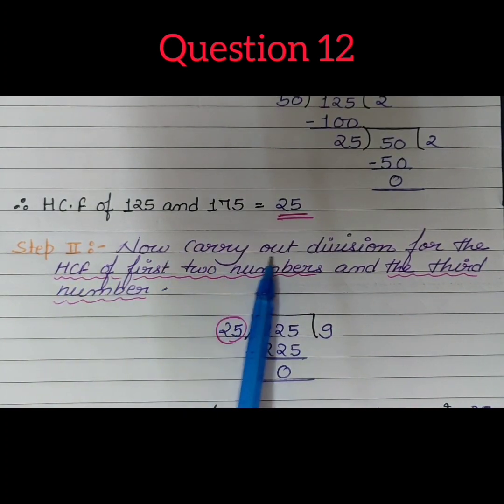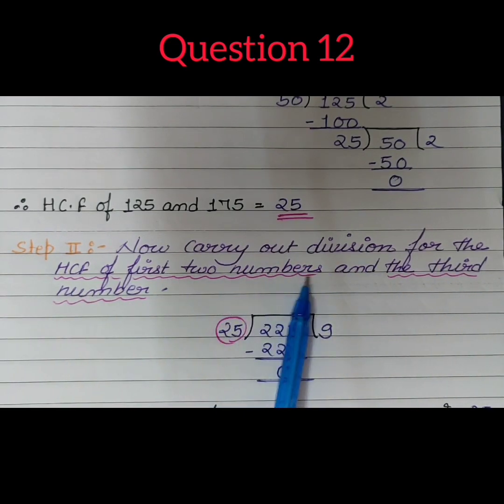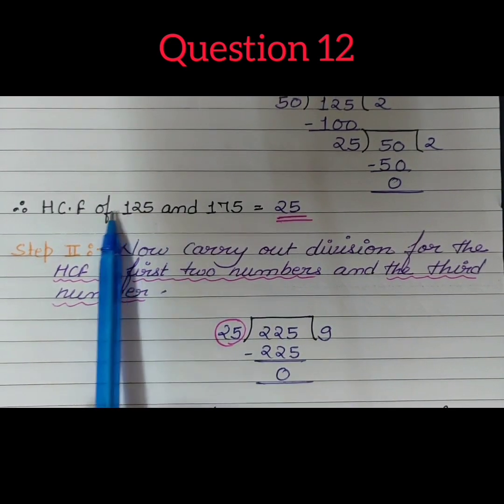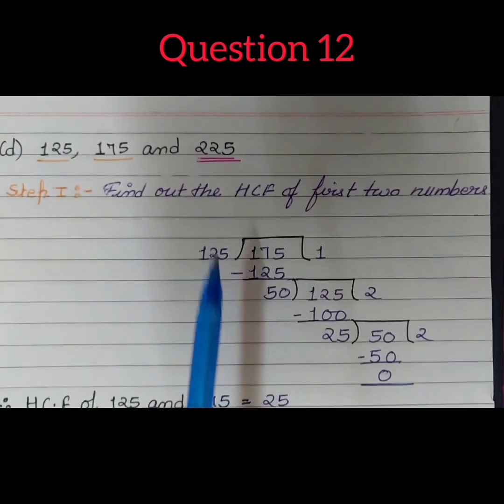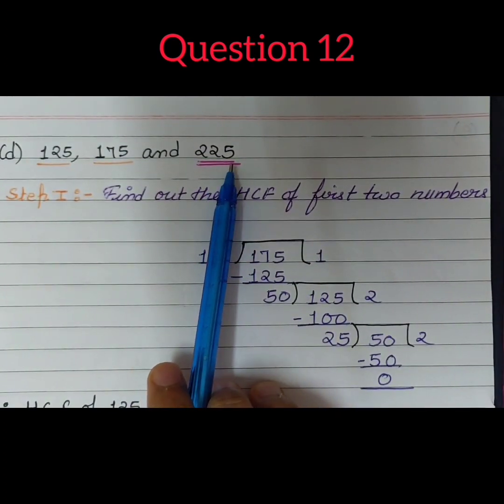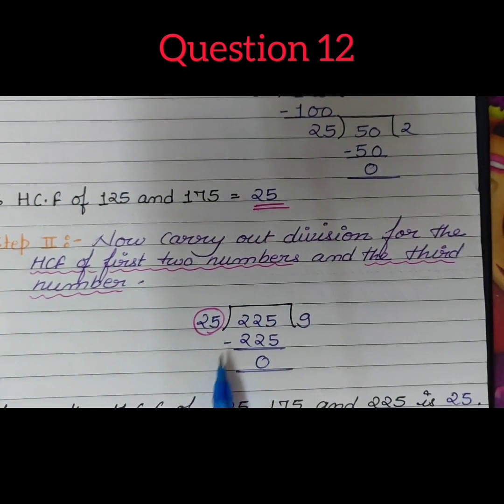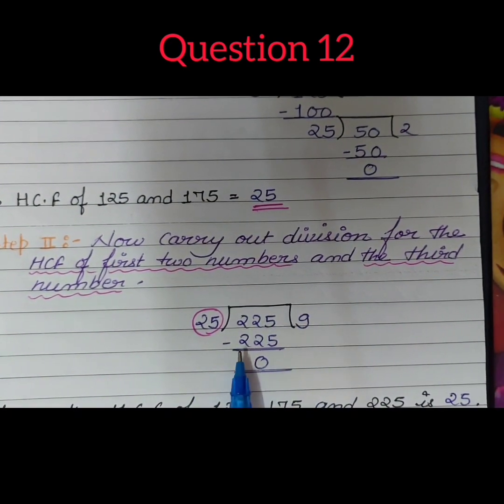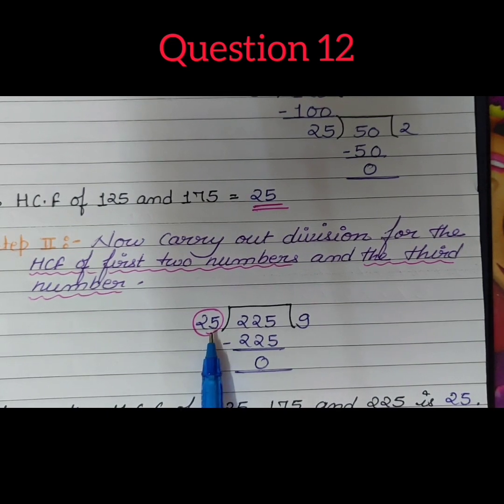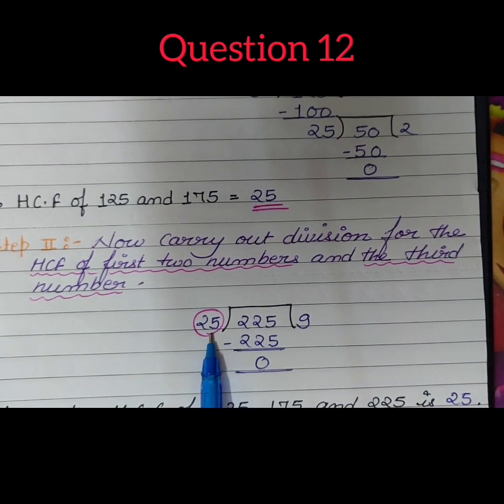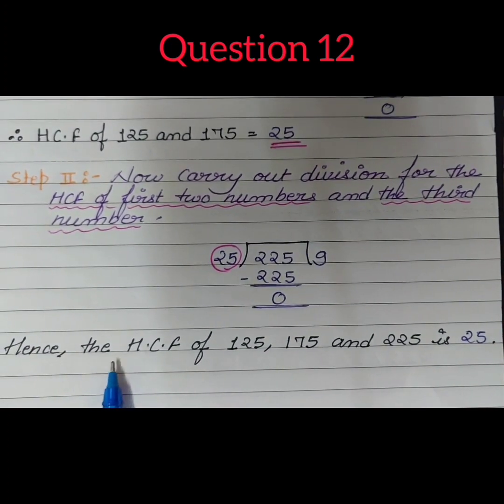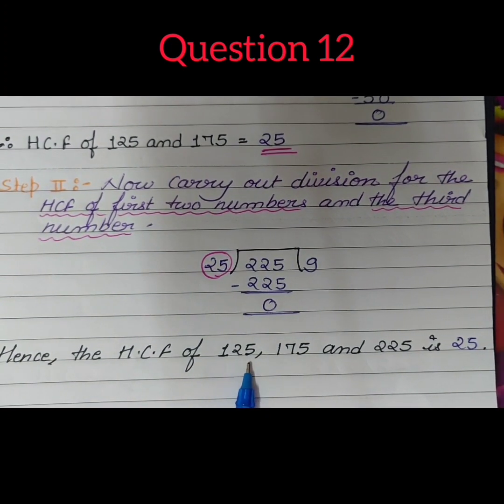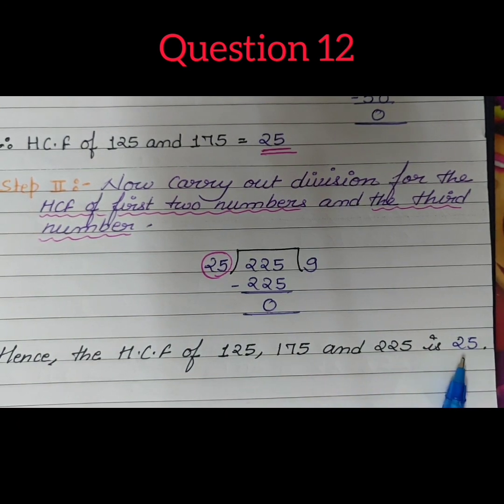Step 2. Now carry out the division for the HCF of the first two numbers and the third number. The HCF of the first two numbers is 25 and the third number is 225. Now do the division. 25 9s are 225. Remainder is 0. Now we get 25 as our last divisor. Hence, we can say the HCF of 125, 175 and 225 is 25.